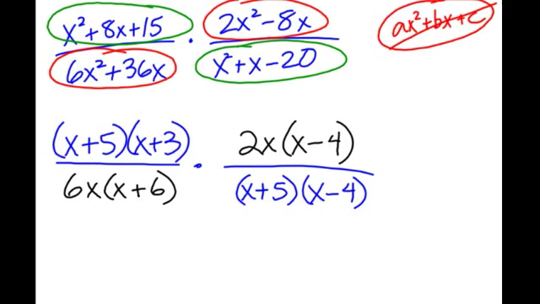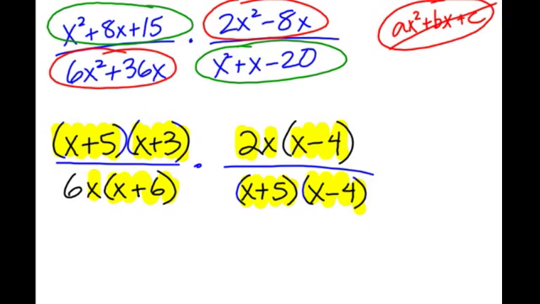Now there's one more thing that I am going to do, because everything up here is prime. This is prime, it can't be factored anymore. That's prime, it can't be factored anymore. 2 is prime, it can't be factored. X is prime, it can't be factored. Prime, prime, all of these are prime, except for 6. 6 is not prime. 6 is a composite number.